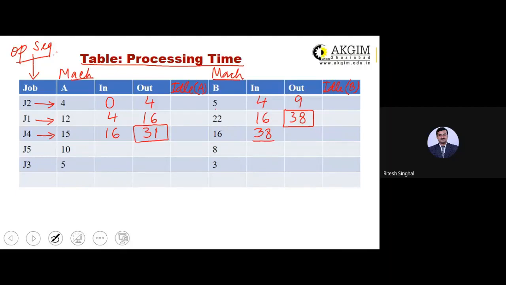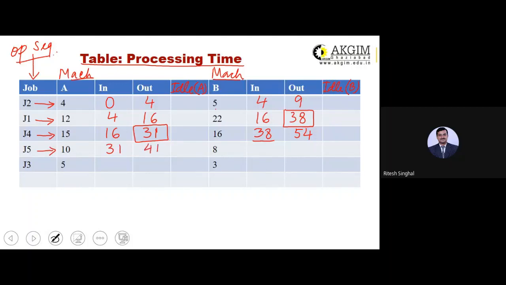Now job J4 is entered at the 38th hour. It requires 16 hours, so the end time would be the 54th hour. Similarly, job J5 is to be entered at the 31st hour. The completion time would be 41, that is 31 plus 10.